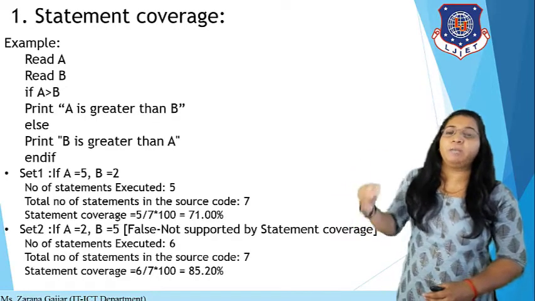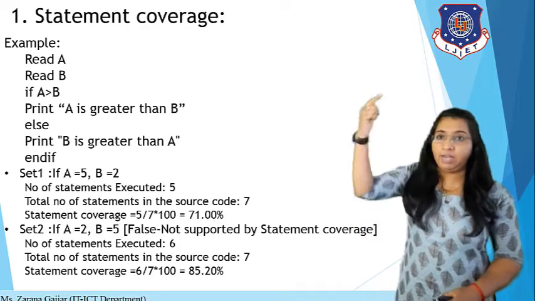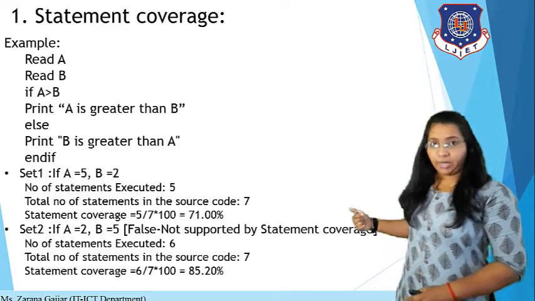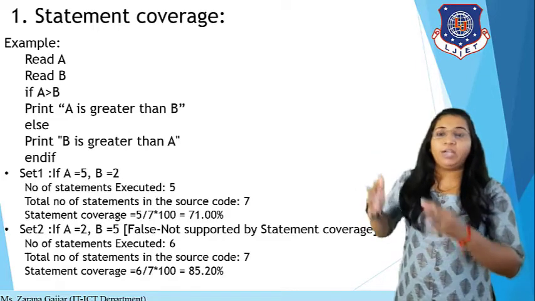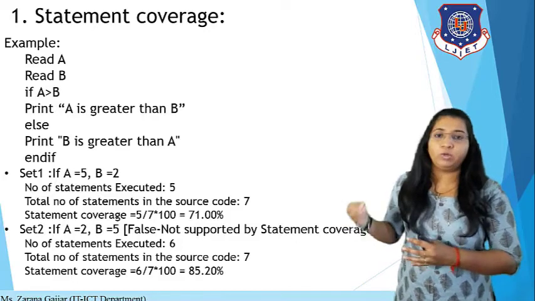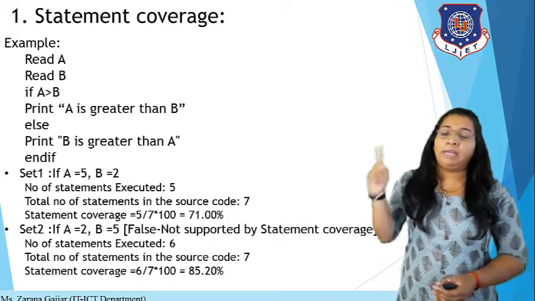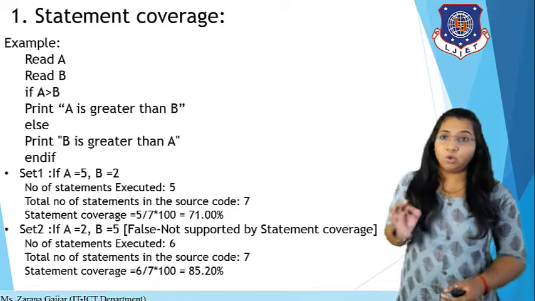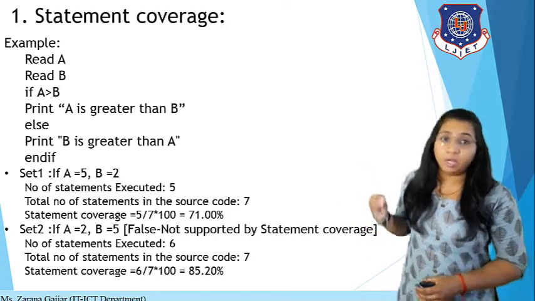So the number of statements executed is 5 and the total number of statements in your source code is 7: read A, read B, if A greater than B, then print, else, print, and end if. So in total there are 7 statements. For calculating statement coverage, you take the number of statements executed, that is 5, divide by the number of statements in the source code, that is 7, and multiply by 100. So the answer is 71%. The statement coverage of that example is 71%.